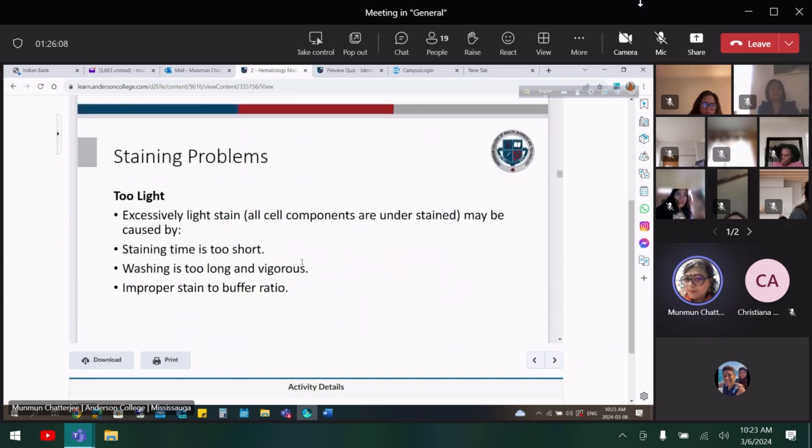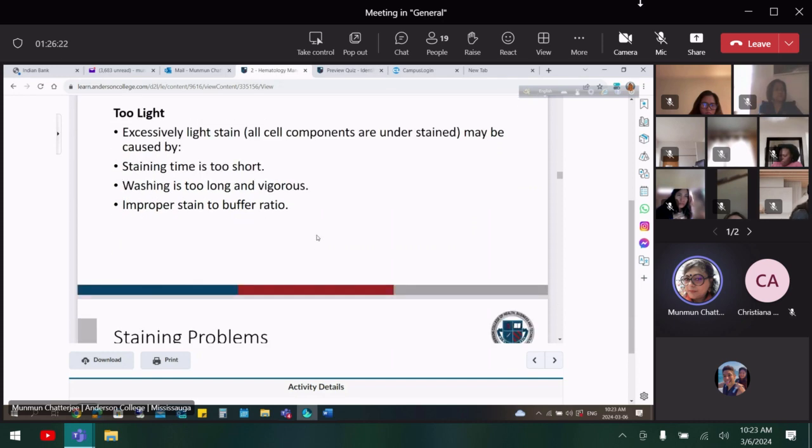Staining problems, excessive light stain. All cell components are understained. If you have light stain, it may be caused by staining time being too short, washing being too long or vigorous, and improper stain to buffer ratio.